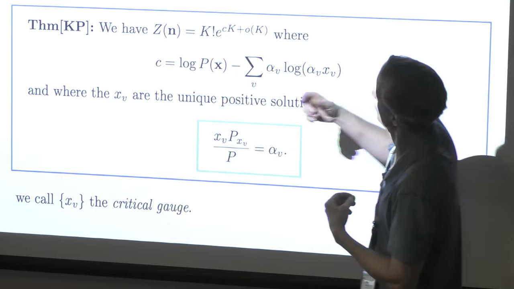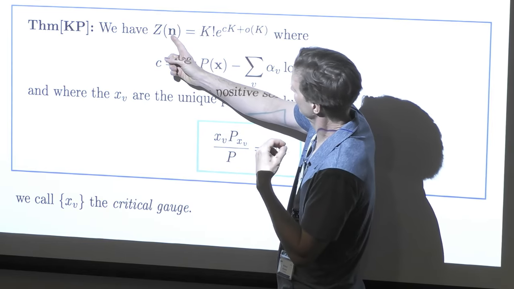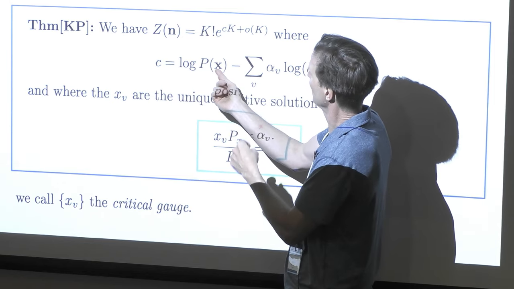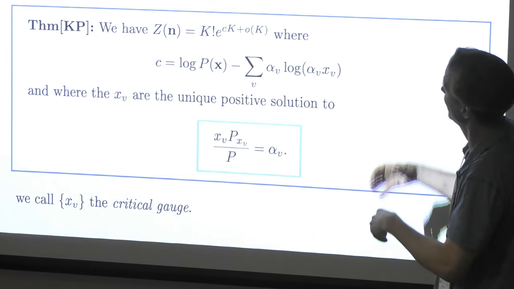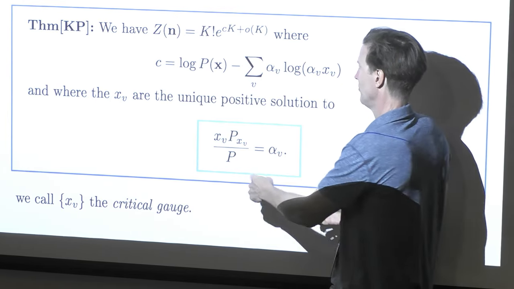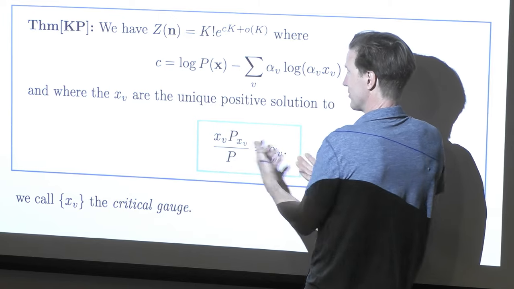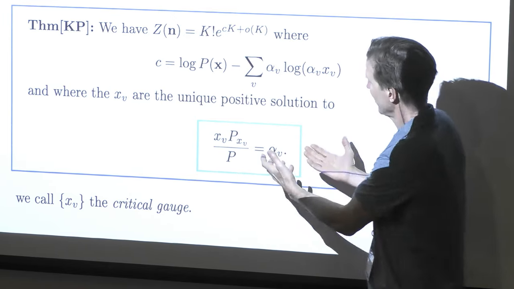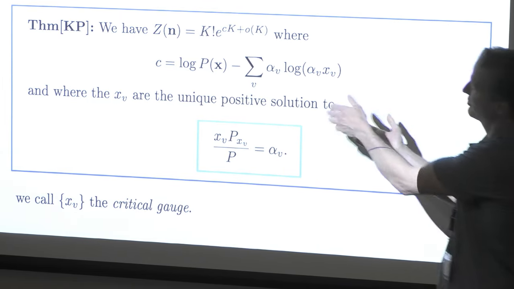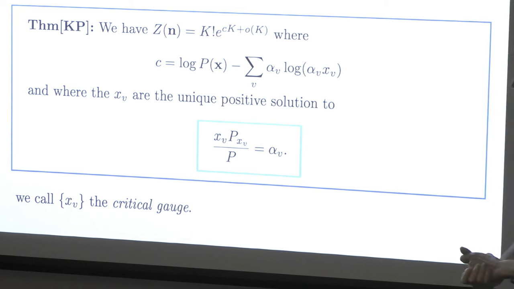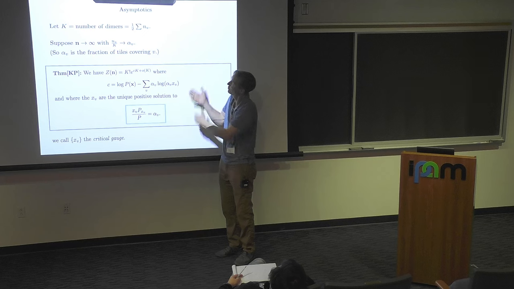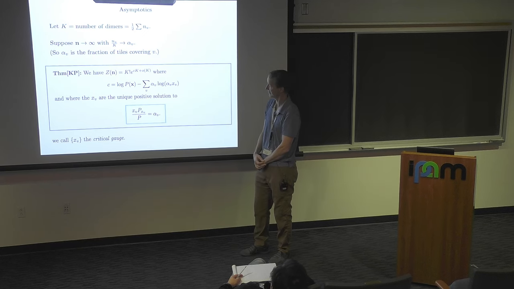So if you are interested in a particular boldface n, you have to find some positive numerical values for these x variables. Initially, the x's are just variables, but now we're going to assign some positive real values. And if they satisfy this particular criticality equation, then you will get the correct growth rate here. What's going on is just some sort of Legendre duality, if you know what that means. It's a reasonably straightforward coefficient extraction from that previous calculation.